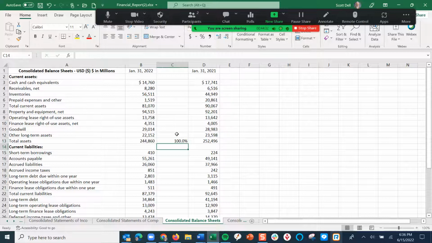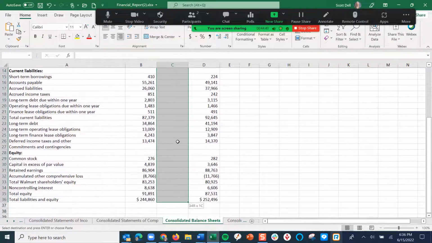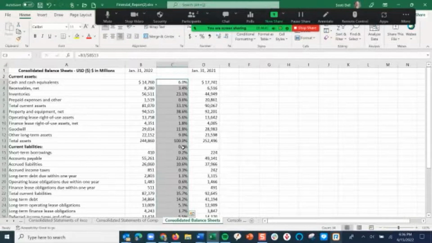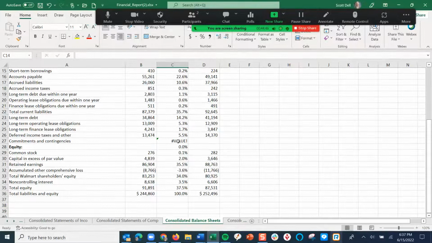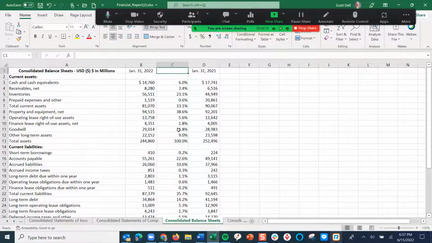Go ahead and copy this all the way over to equity, all the way down to my totals. My totals better be 100%. There we go. My total liabilities and equities is 100%. My total assets is 100%. So now I've got some answers to some other of those questions. What's my inventory percentage? Well, my inventory is 23% of my balance sheet.